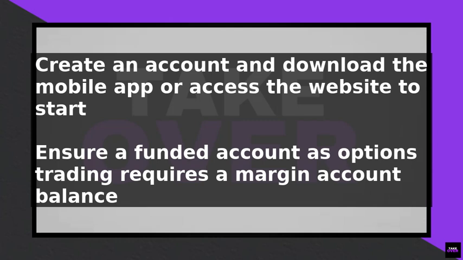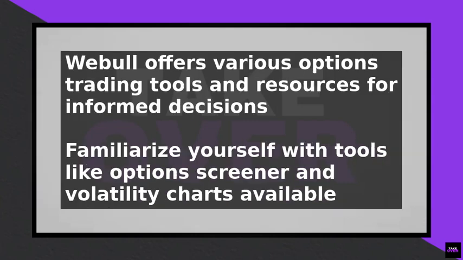To place an options trade, select the underlying asset, such as a stock or ETF, and choose the type of option you want to trade, either a call or put. A call option gives you the right to buy the underlying asset at a specified price, while a put option gives you the right to sell.